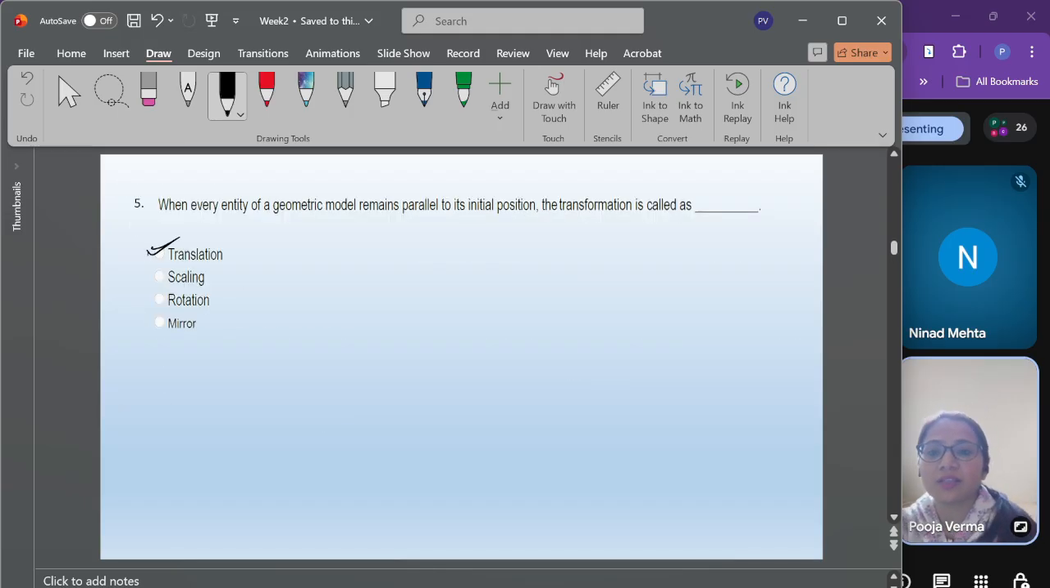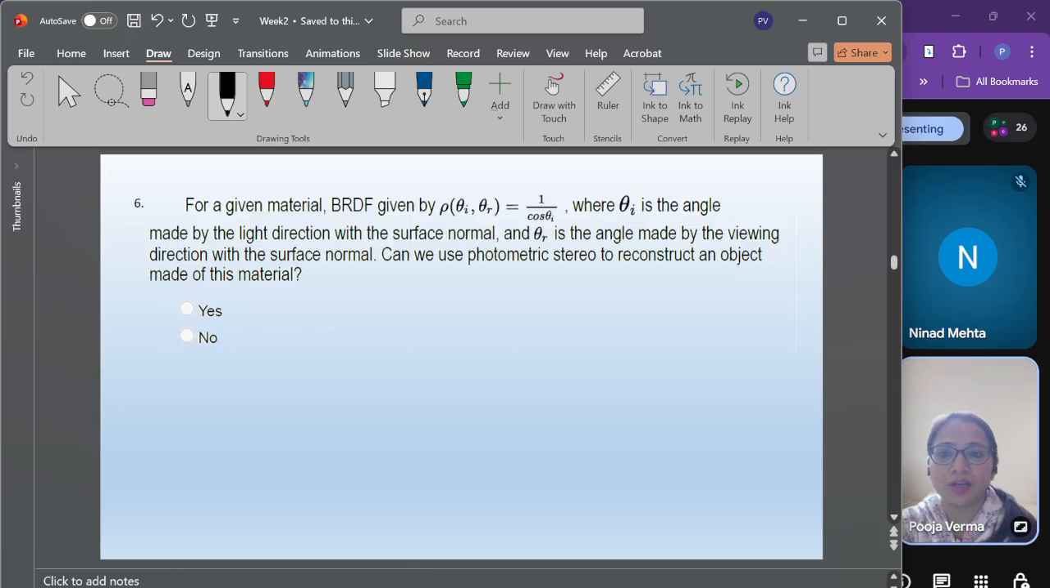That is translation. When every entity of the geometric model remains parallel to its initial position, the transformation is called a translation. Okay, so now moving to our next question.